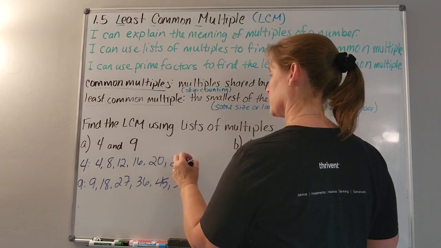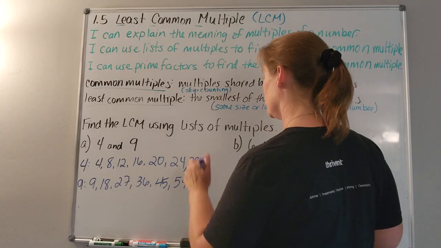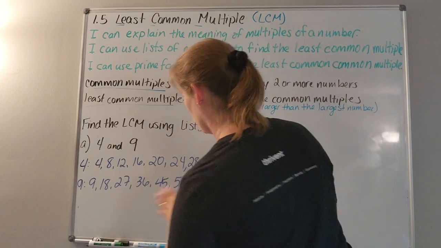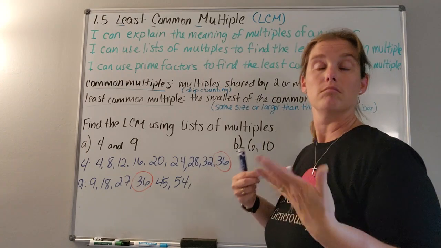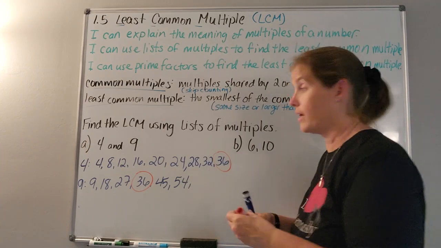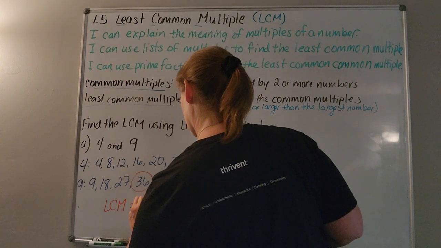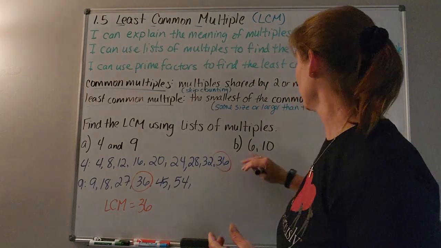Well, 9's gotten bigger, so let's go add on to 4. Let's see what comes next. 28, 32, 36. Look at that, we got something in common. There's our LCM. Like I said, as soon as you hit it, you got it. You can stop. Then you say, that's my LCM. So that works.